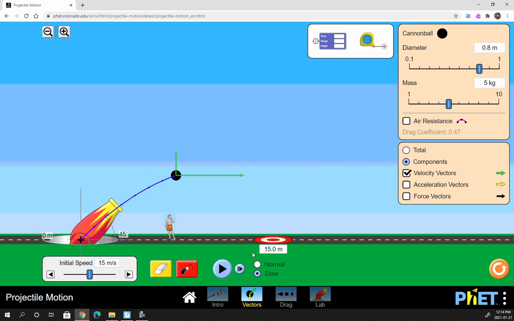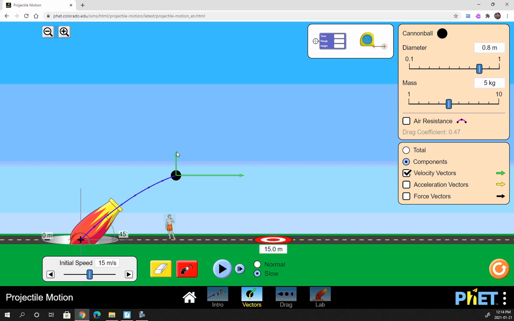If you take a look here, the x component of the velocity never ever changes. It doesn't change during the whole parabola of the projectile motion. That's because there's no air resistance. There's nothing to slow it down. There's no force acting on it in the x direction.